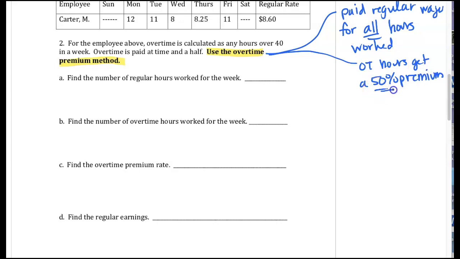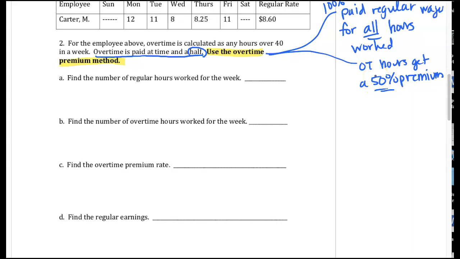Now, where am I getting that 50% premium? That's right here where it says overtime is paid at time and a half. That 50% is the extra half that you're paid. So the time and a half is like 1.5. Here's your 100%, that one that you're paid initially. And then here's the extra half that you're paid for overtime.